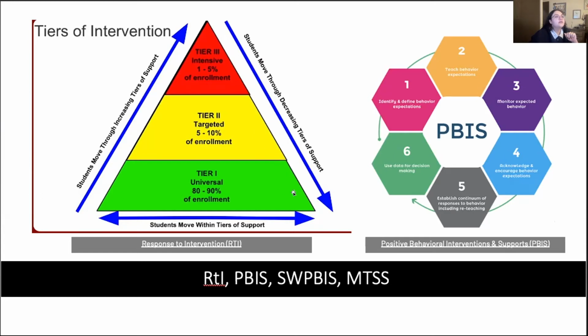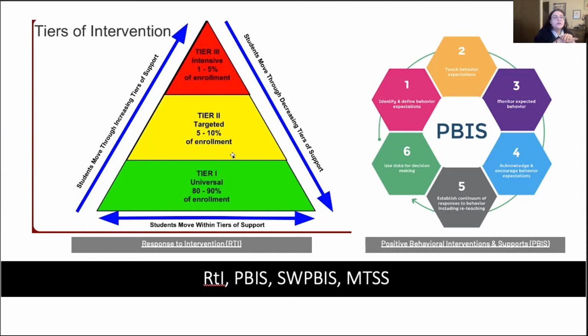So this triangle here on the left side is their tiers of intervention. Students will move within the tiers, and students would increase in tiers by level of supports needed. Students can also move down in the triangle, depending if they are improving, and maybe you can back off some of those intensive interventions. Here, both of these are links to extra videos if you want that. At the bottom tier is everybody.